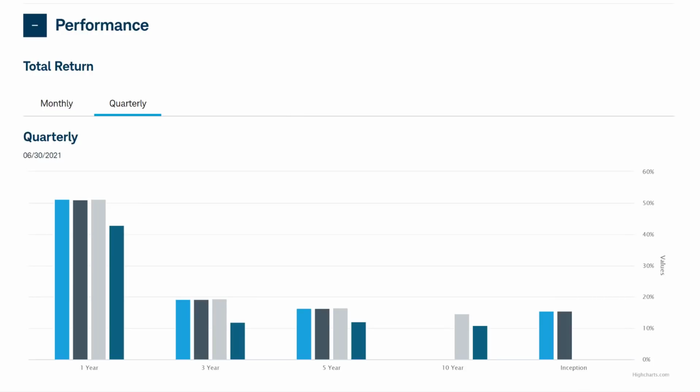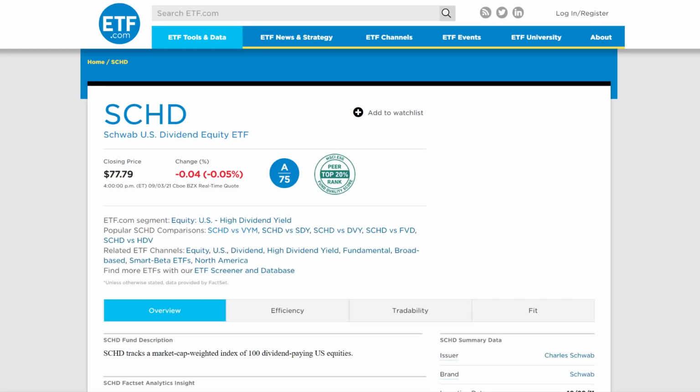When looking at the performance over the last year, 3 years, 5 years, and since its inception, it's done very well. The fund is up about 50% over the last year. This is not year to date, this is over the last 12 months. Over the last 3 years, the annualized rate of return has been about 20%. 5 years, about 15%. And since its inception, a little over 15.5%. This is absolutely incredible.